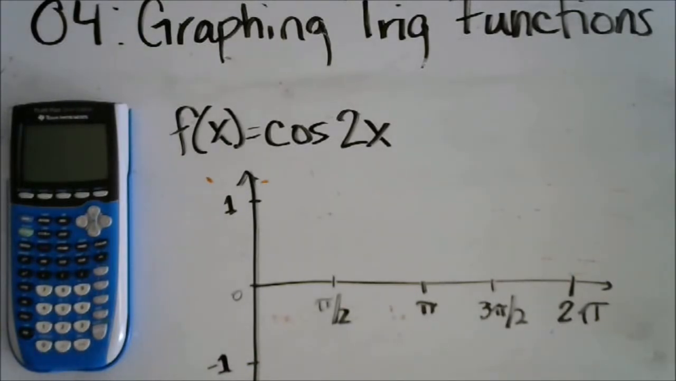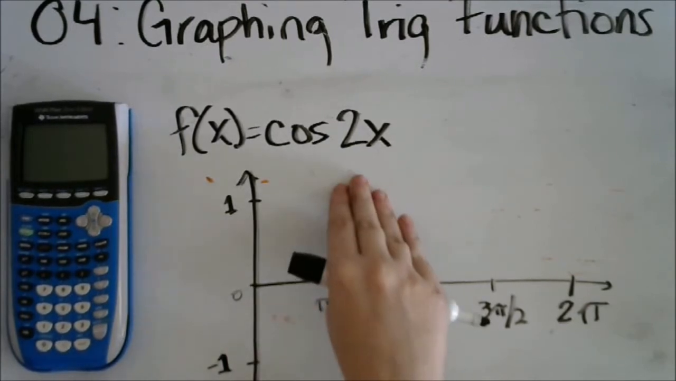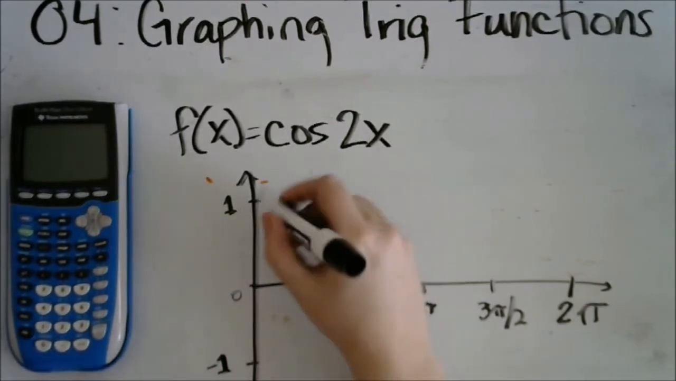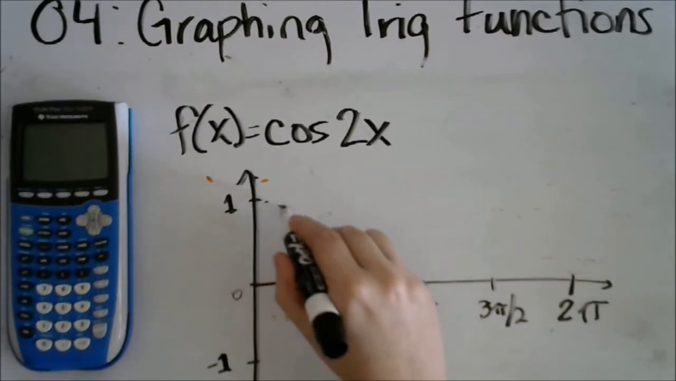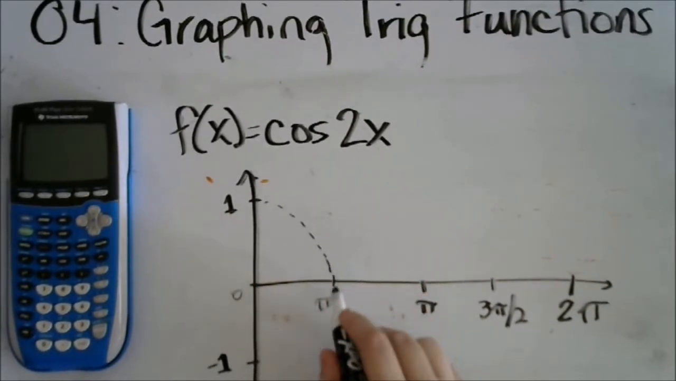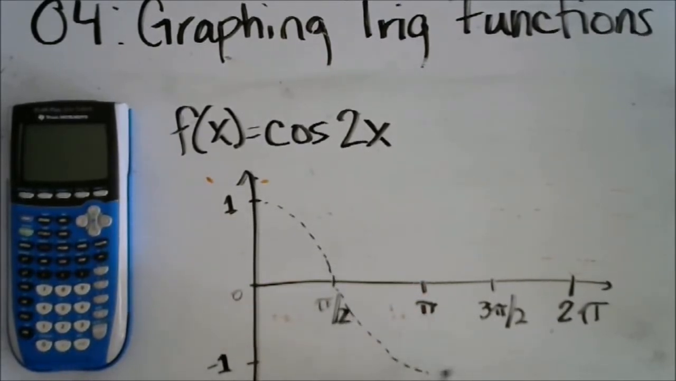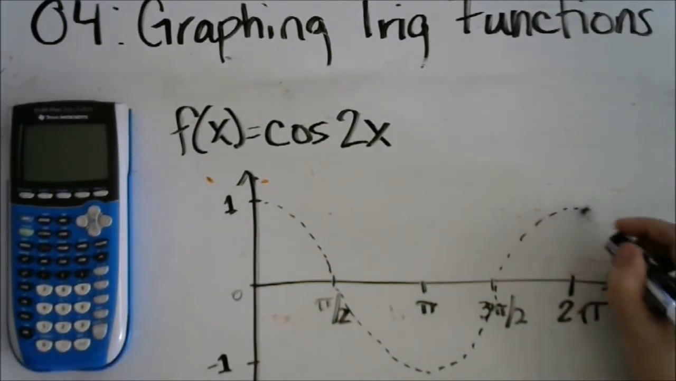To graph this change, I'm actually going to graph both the original cosine and our graph. So the original cosine starts at the amplitude, has an x-intercept at pi halves, a minimum at pi, the next x-intercept at 3 pi halves, and a maximum at 2 pi.